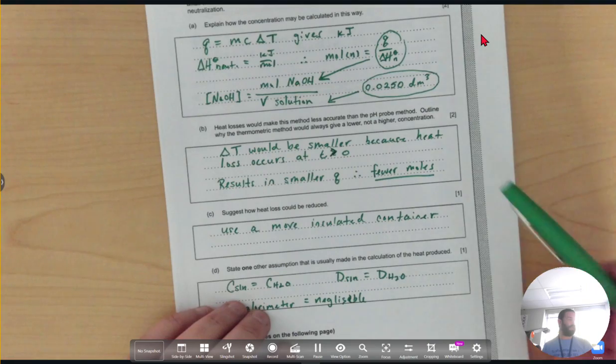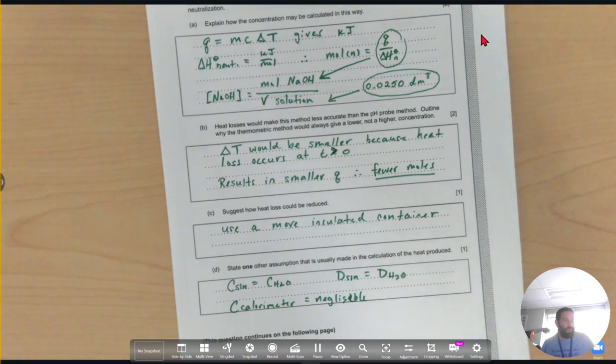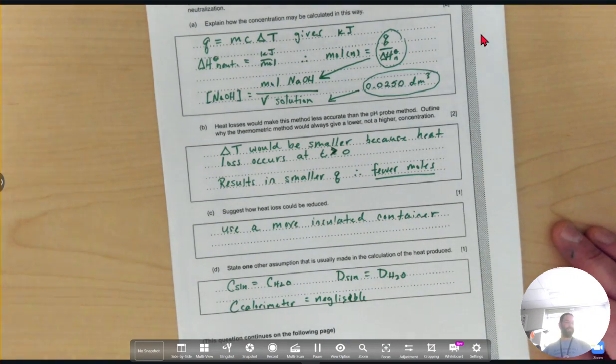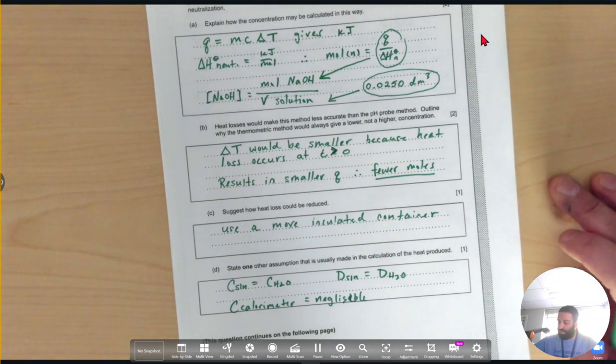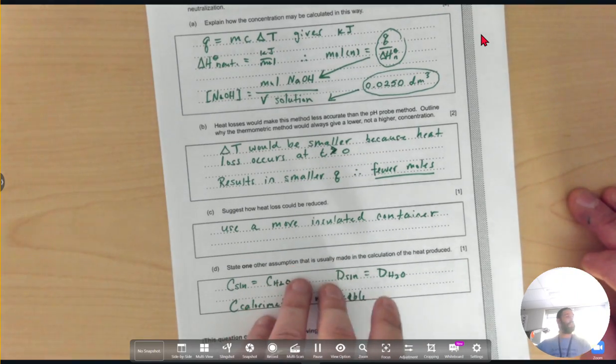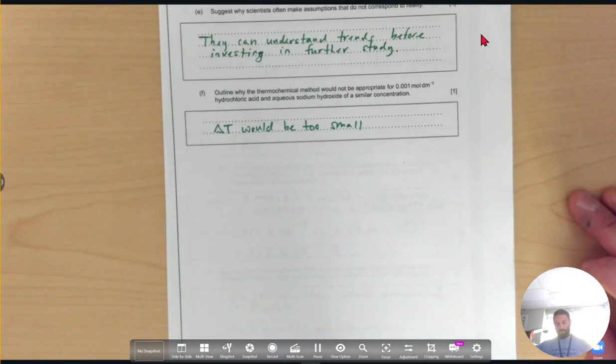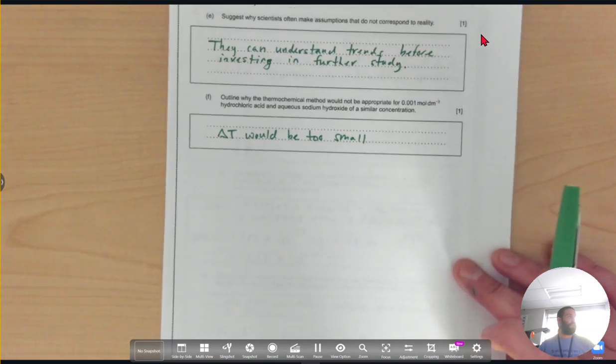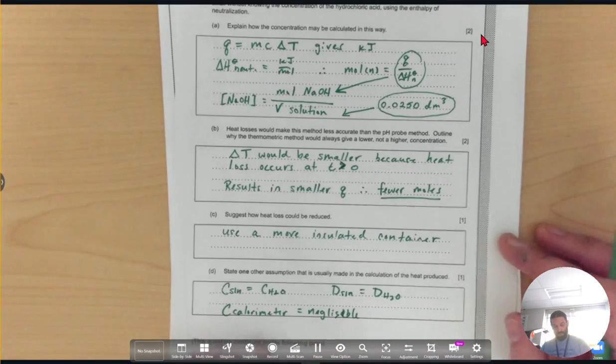It suggests how we could reduce the heat loss. We use a more insulated container. Think a styrofoam cup. They call that polystyrene in Europe, but styrofoam, or throw a lid on the container. If you have access, use a bomb calorimeter. All these kinds of things. Oh wait, I missed a question.